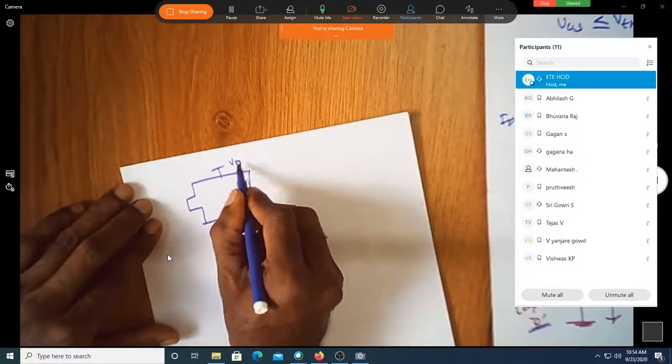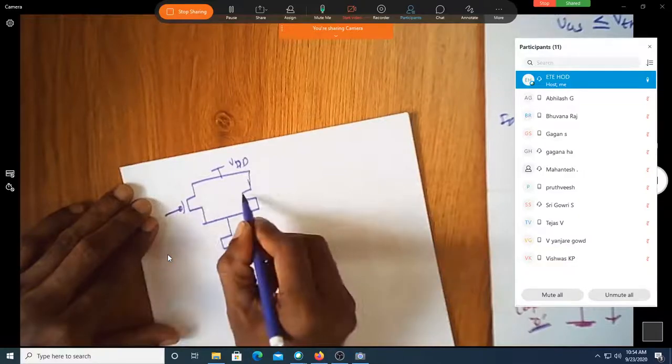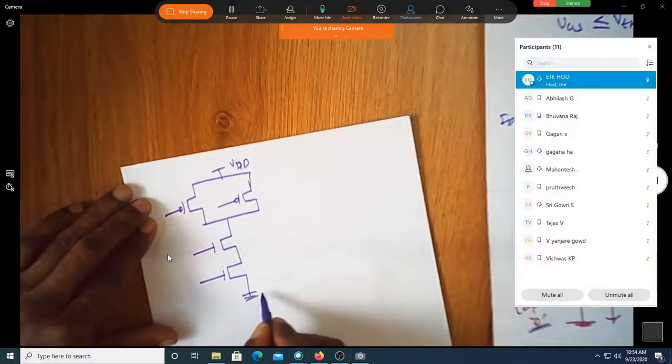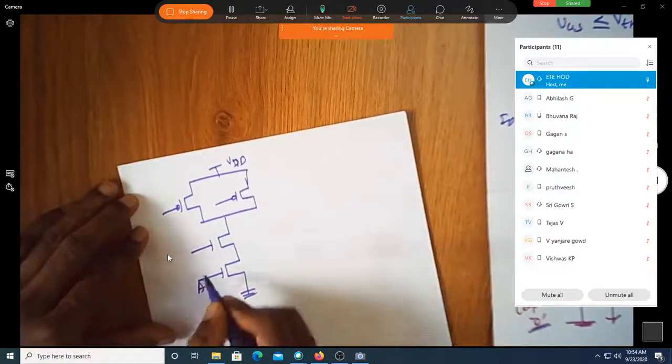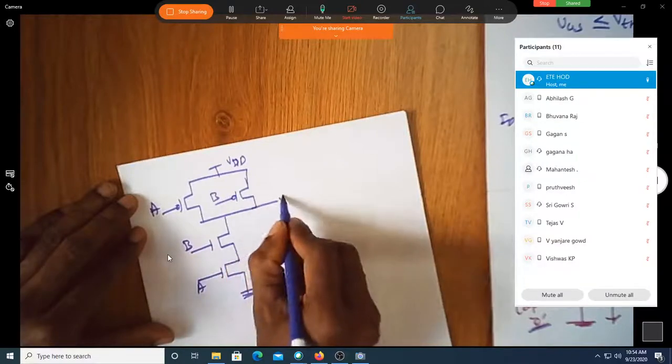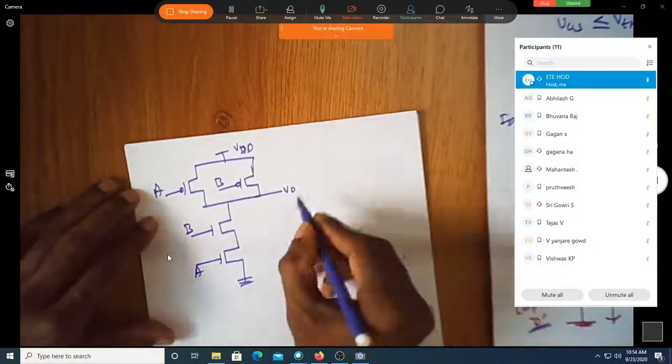This is VDD. This is a very simple concept. Try to understand because you're all far away. This is A. This is also A. This is B. This is B. This is still a NAND gate.